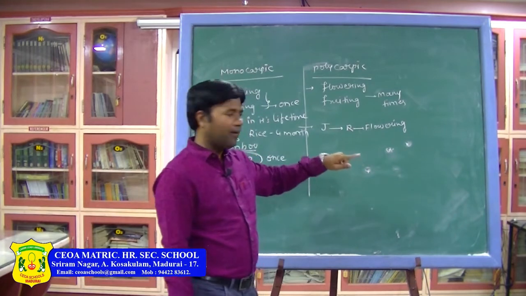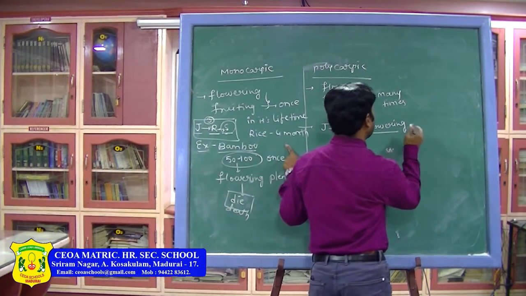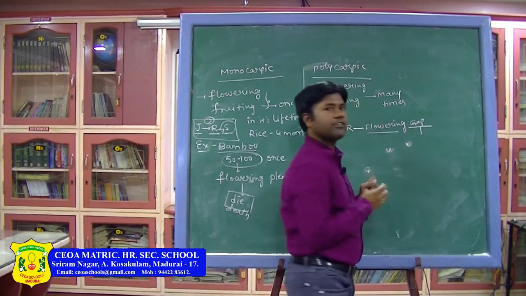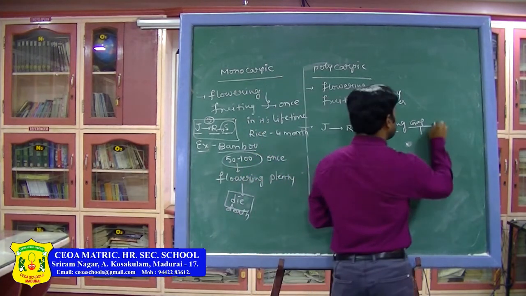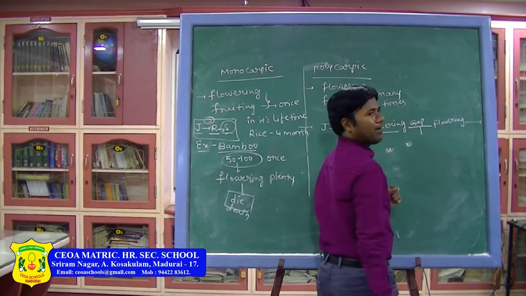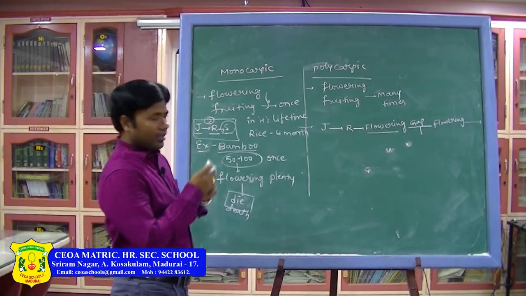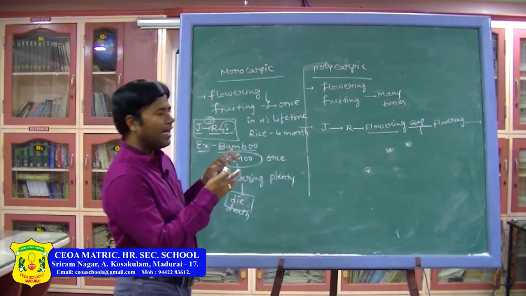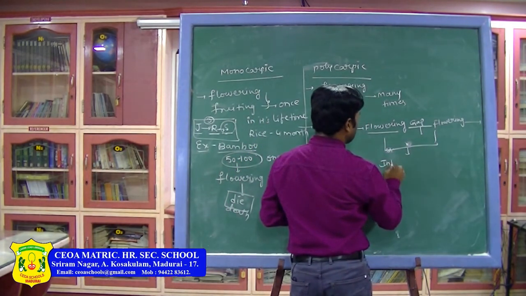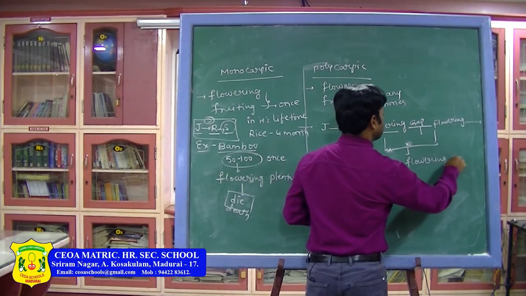So flowering is followed by fruiting. Here you cannot see senescence. Why? Because after flowering it will take some gap. Again flowering, after that again a gap, again flowering. So there will be a gap. That gap is called the interflowering gap. What gap are we calling? Interflowering gap.